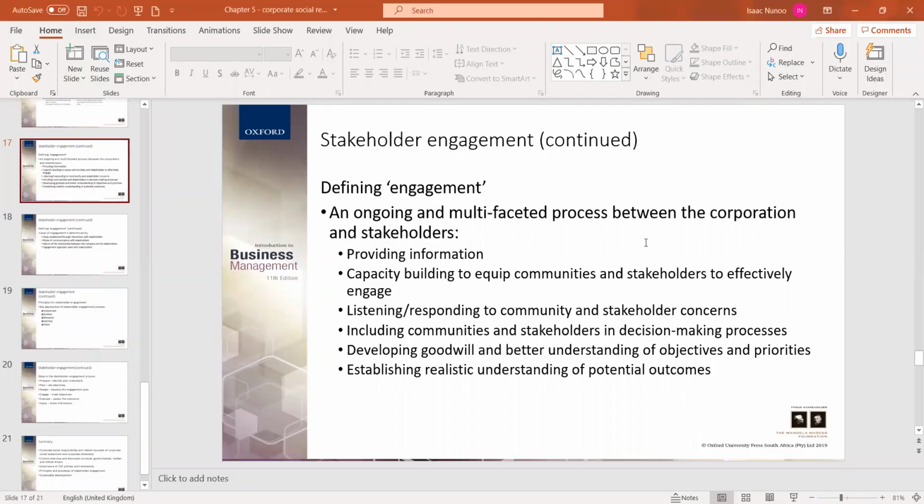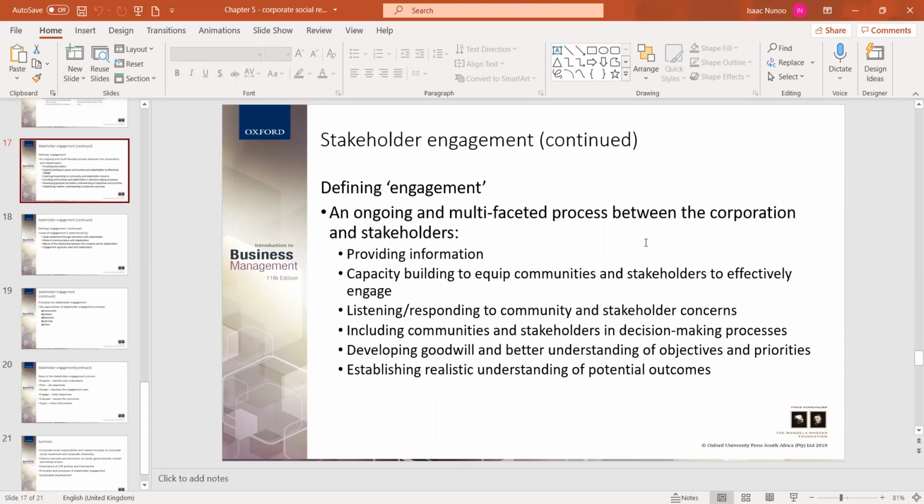So we still continue with our discussion on stakeholder engagement. Now, for us to understand this concept better, what is engagement? If somebody tells you that he's engaged to you, it means the person intends to marry you, and has given you a diamond ring or a gold ring with the aim of marrying you. However, business or corporate engagement involves an ongoing and multifaceted process between a corporation and its stakeholders.